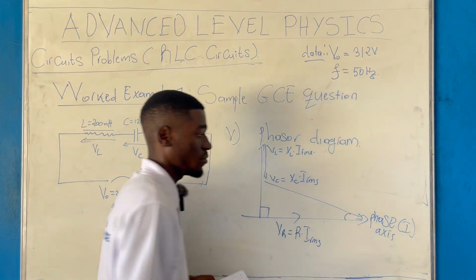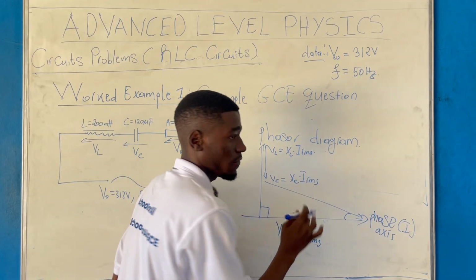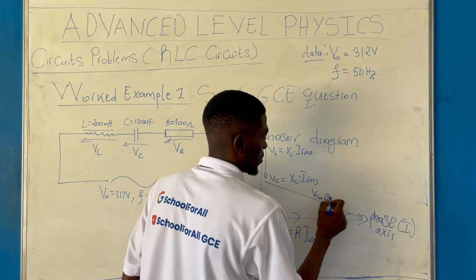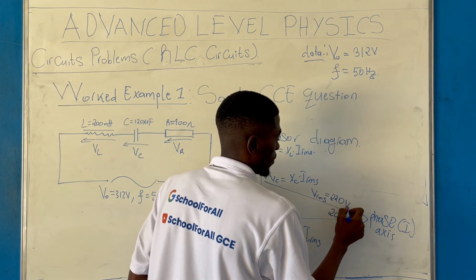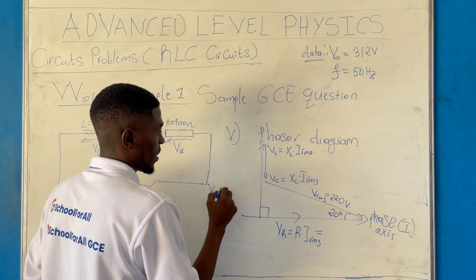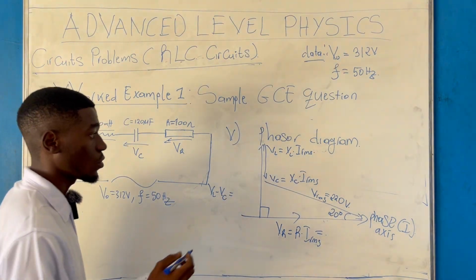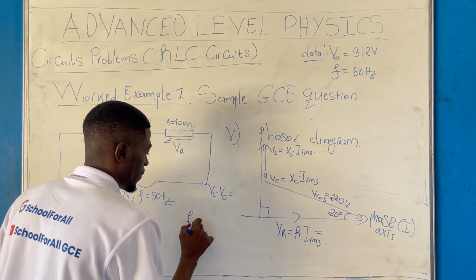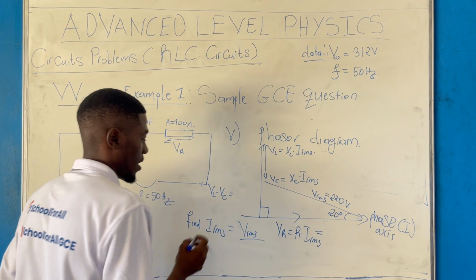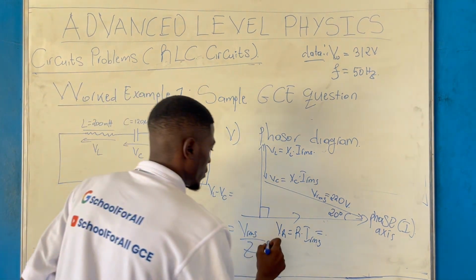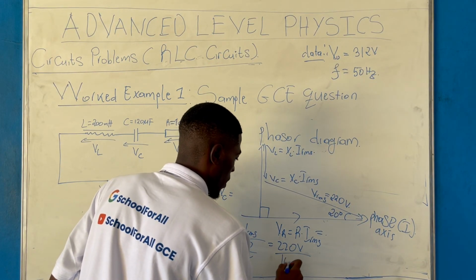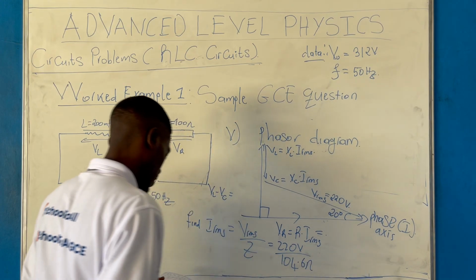Therefore, this is the phase difference between the current and the resultant voltage, which is 20 degrees. This is VRMS, slightly equal to 220 volts. We are left now to calculate this one, which will be VL minus VC. To calculate it is not difficult. Let us find IRMS. IRMS is equal to VRMS divided by Z, the impedance. So VRMS is equal to 220 volts, and the impedance is 104.6 ohms.